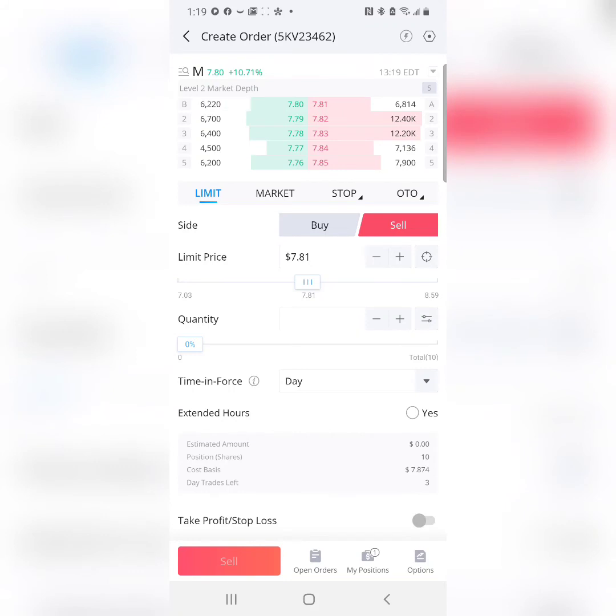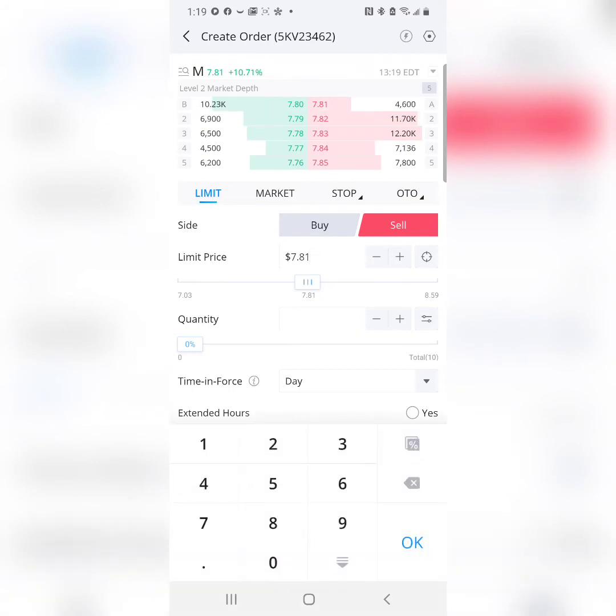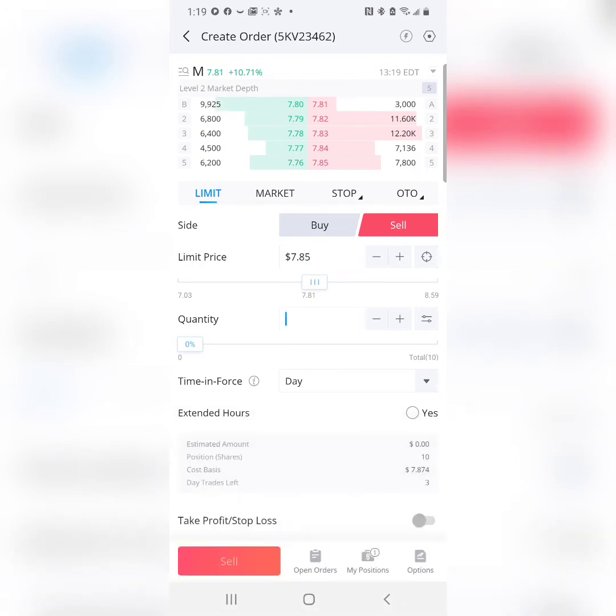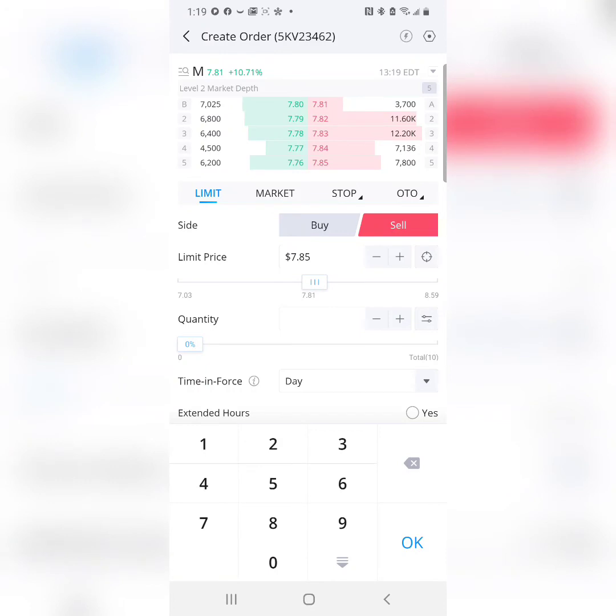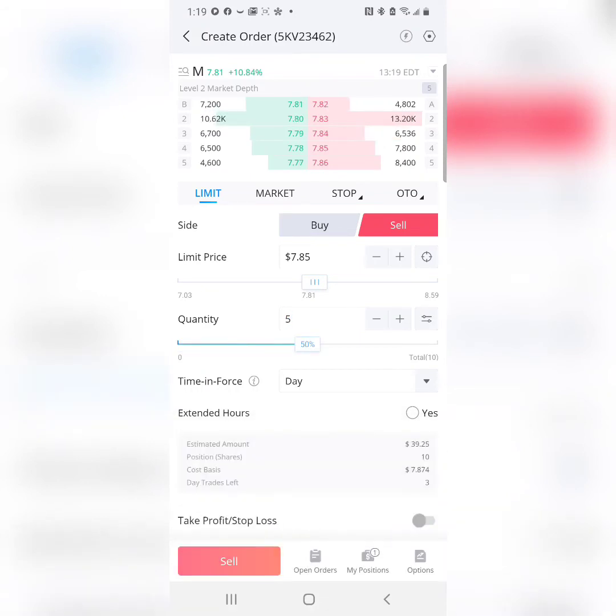You do a limit or market. We're going to do a limit first. So my limit that I'm willing to sell this at is 785. Okay. And I'm going to sell, well, I can't sell all of them. 5. Okay. So I'm going to put that through. If the price gets to 785, we're in good shape. If it does not, we're holding.